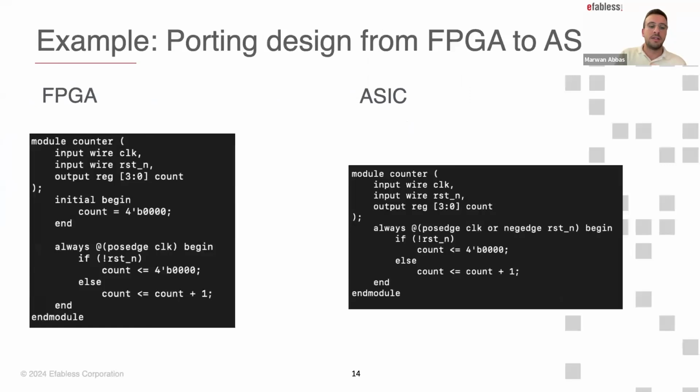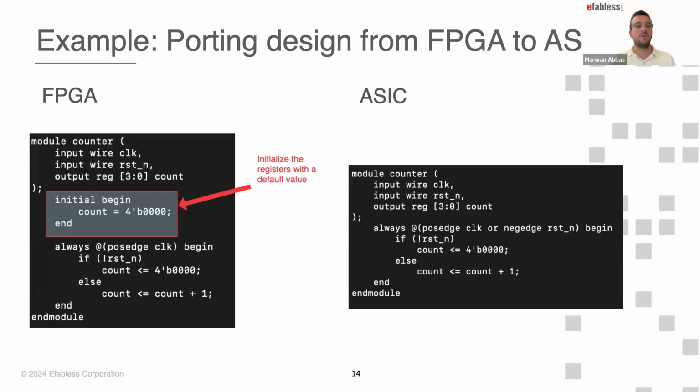So now let's look at an example for porting a design from FPGA to ASIC and how we can handle the different kinds of things that might come up. So in FPGA on the left side, we can see that we have an initial block that basically initializes the counter register to 0, which makes it like a default value. And then we have a reset that is actually asynchronous. So once you lower the reset, it's gonna do it immediately and won't wait on a clock edge.